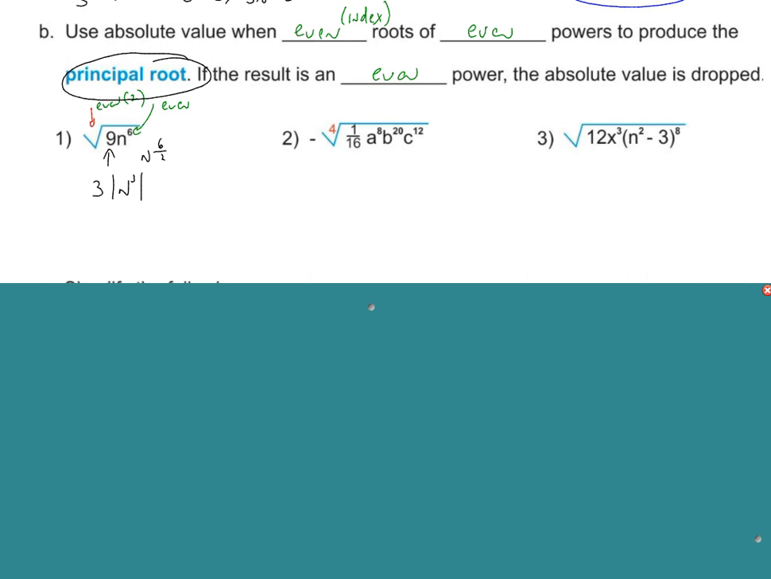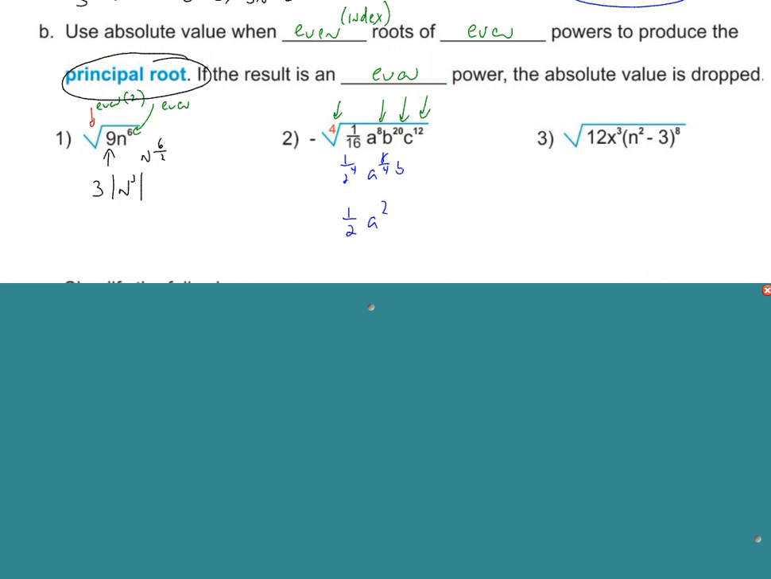Okay, so second scenario, we do have an even index, even root here, even power, even power, even power. So the potential is here a lot. All right, the fourth root of 1/16. You may not understand this, but 1/16 is 1 over 2 to the 4th. Therefore, the fourth root of that is 1/2. A to the 8th is a to the 8 divided by 4. That's a squared. Oh, look, I ended up with an even power. I don't need absolute value.